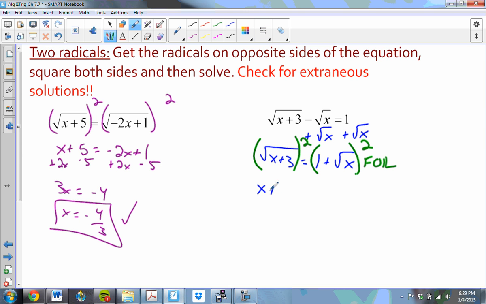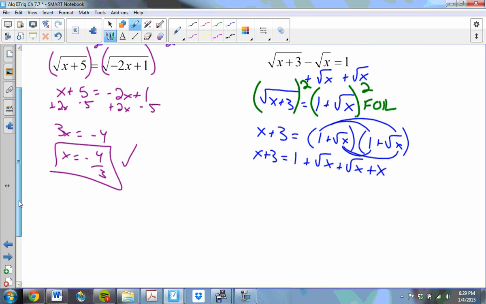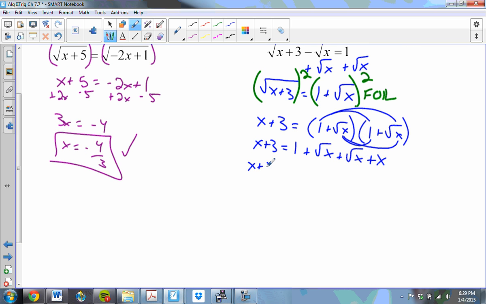And I get x plus 3 on the left side, that's no problem. But on the right side, I have to work out 1 plus the square root of x times itself, 1 plus the square root of x. So it's x plus 3 equals 1 times 1 is 1, 1 times root x is root x. Root x times 1 is root x. The square root of x times the square root of x is just x. So now I have x plus 3, and I simplify the right side, 1 plus 2 root x, because root x plus root x is 2 root x. Just add the coefficients like there's 1s in front of these, plus x.